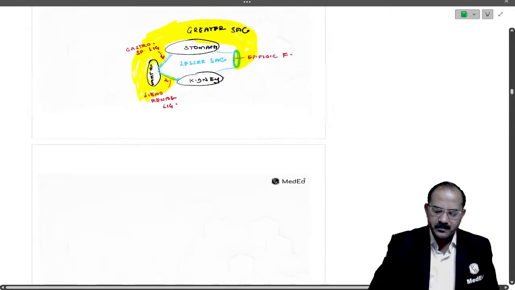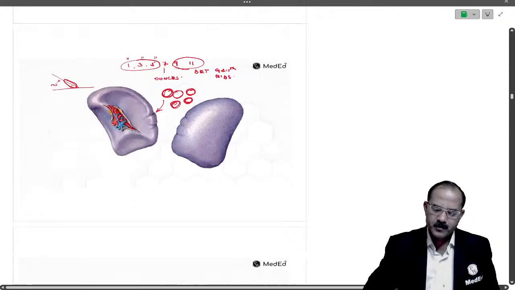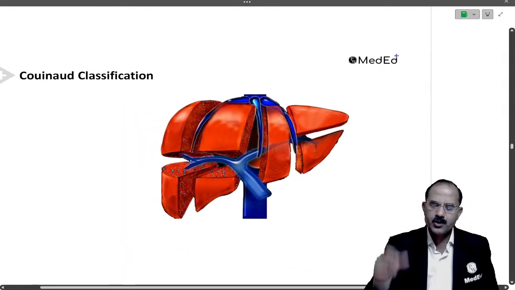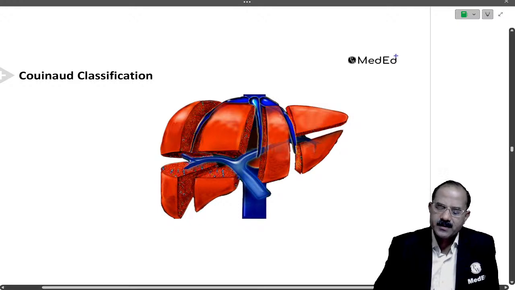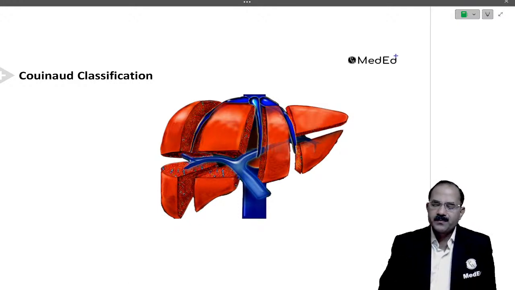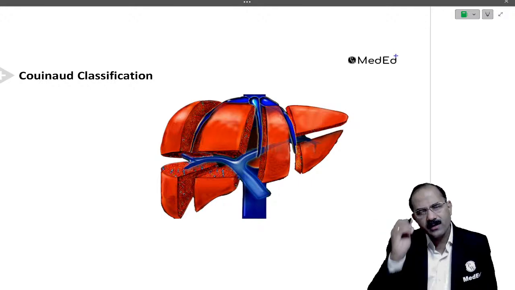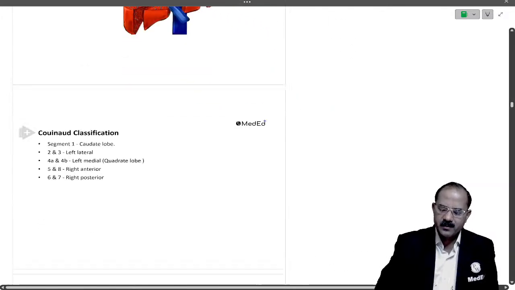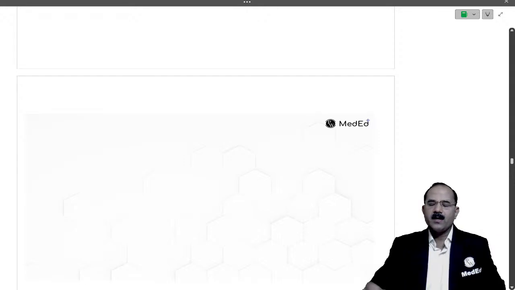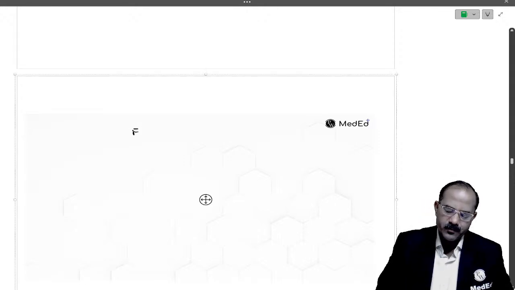Perfect. Now you tell me, what is this? This is Cohen's classification video. Can anyone tell me the ligaments of liver? For this, let me just tell you the ligaments of liver. Any guesses? One is the falciform ligament.